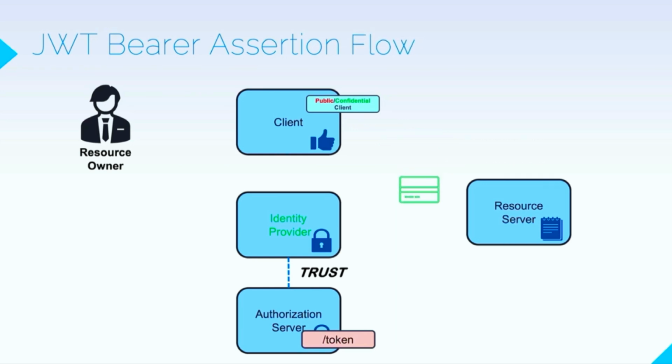From this point onward, the process is similar to other OAuth 2 flows. The client uses the access token to perform actions or request resources from the resource server. The resource server in turn validates the access token and if valid, returns the requested resources, completing the process.